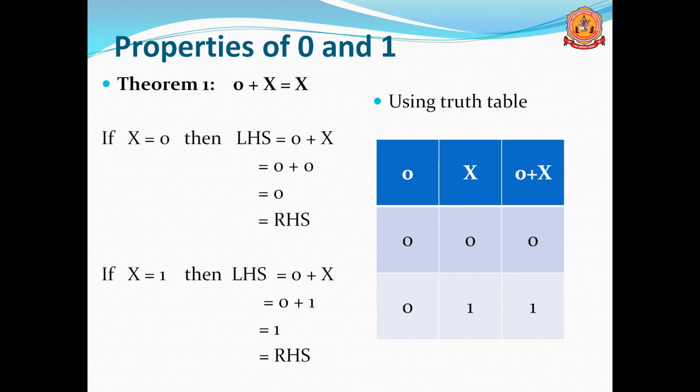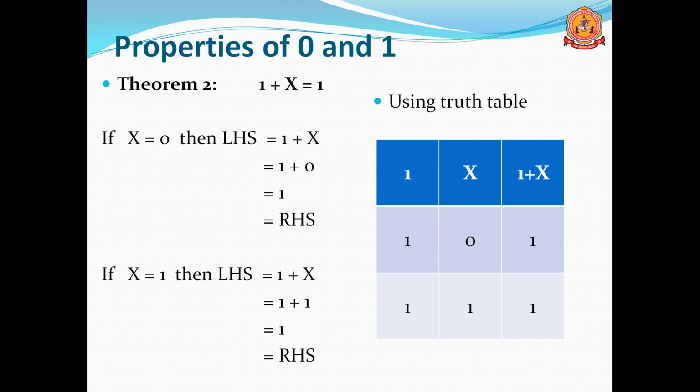You can see the truth table. Here the truth table has x and 0 plus x, with all the possible combinations. For x we can give either 0 or 1. 0 plus 0 output is 0, 0 plus 1 output is 1. You can see the x and 0 plus x columns are identical. Both columns have the same set of values, so we can say both are equivalent.